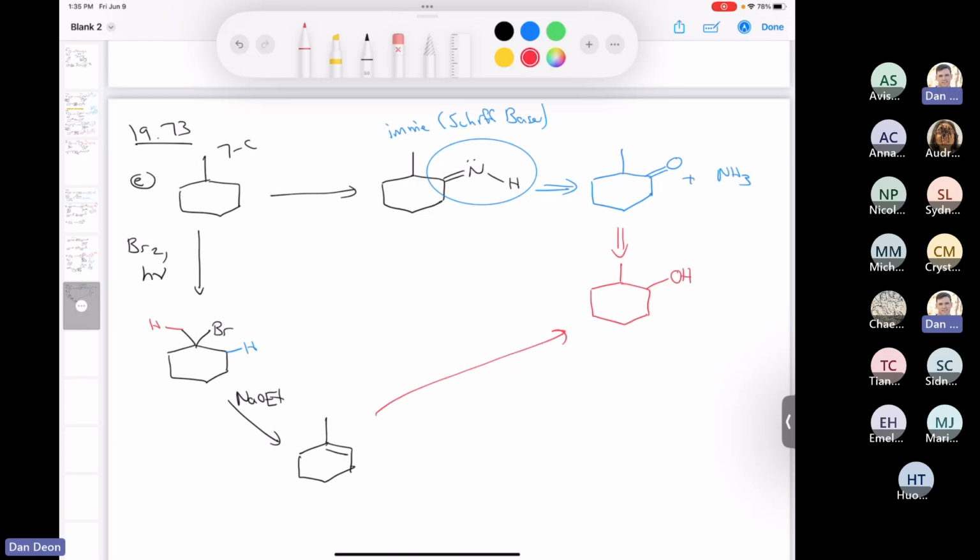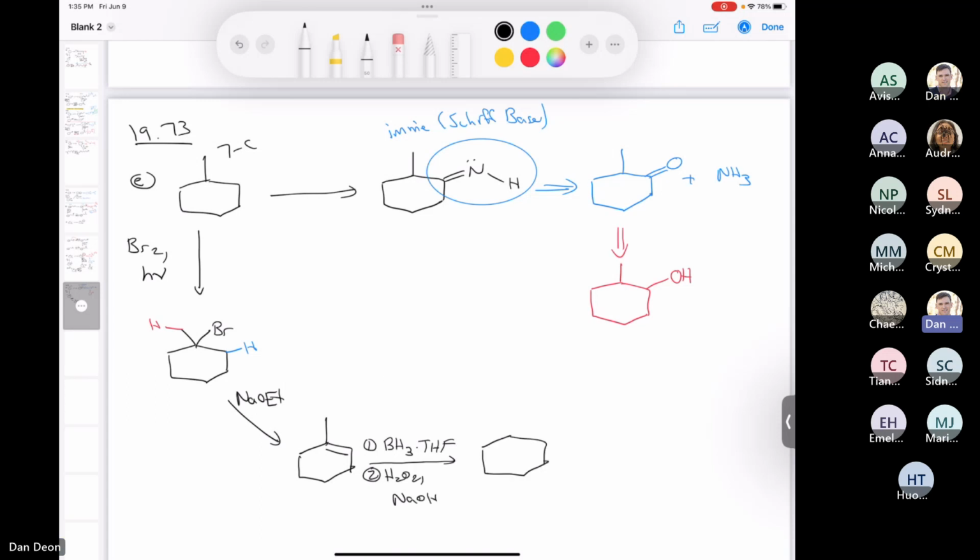What would it be here? Yes, thanks, Audrey. It's anti-Markovnikov. Wonderful. So let's just do a little anti-Markovnikov something here. So first step is going to be borane and THF, followed by H2O2 and sodium hydroxide. There, now we're back on track.